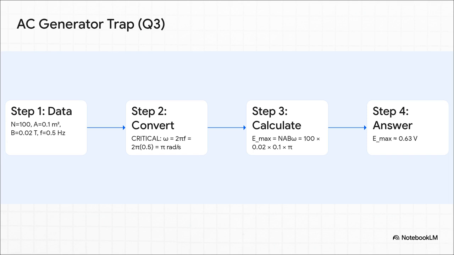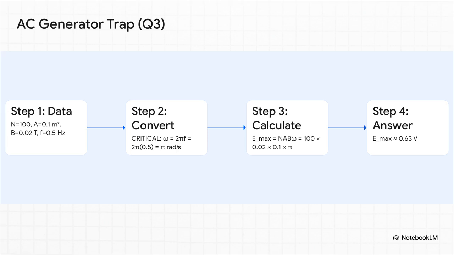All right, quiz killer number 2, the AC generator trap. Now listen, the trap isn't the main formula, E max equals NABω. Everyone knows that. The trap is the frequency. You see that f in hertz? You must convert it to angular frequency, ω in radians per second. So many students just plug in the numbers and forget to multiply by 2π. And what happens? They get the wrong answer. You forget that conversion, you're toast.